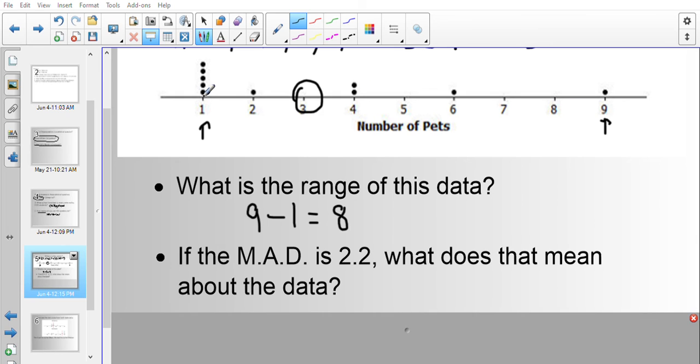So if my range is 8, the range is the distance between these two numbers. And the MAD is, I mean, you can think about it from like 1 to 3. It's just a little bit more, right? And that's the average distance away from the mean. That's pretty spread out.